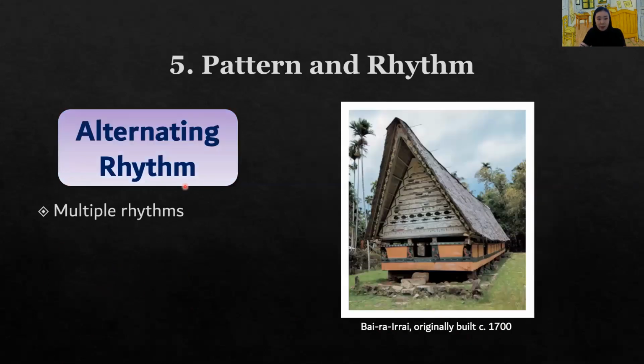And the last one is alternating rhythm. So artists can intertwine multiple rhythms, what we just saw, until they become quite complex like this. So the addition and alternation of rhythms can add unpredictability and visual excitement.